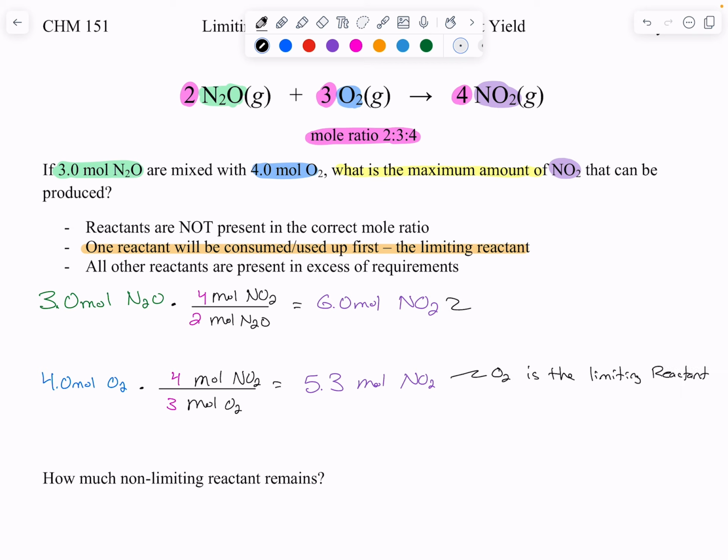That means N2O is present in excess of requirements. A lot of times I will put LR, limiting reactant, for O2, because that is what we will start with for all our calculations.